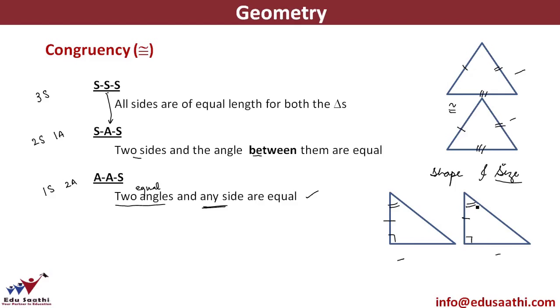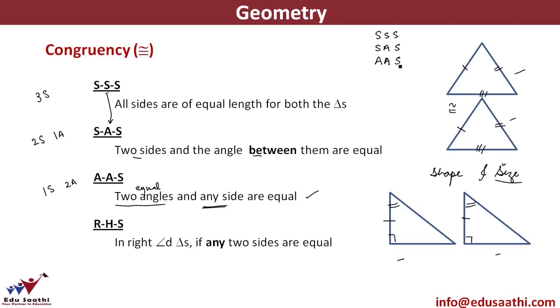If two angles are equal, anyways the third one would be equal because the sum of all the three angles of a triangle would always be 180. But I have to prove that a minimum of one side is equal. Congruency cannot be proved if I do not prove that at least one side of the first triangle is equal to the corresponding side of the second triangle. So if I have to prove two triangles to be congruent, I can apply any of these rules. SSS, all the three sides equal. SAS, two sides and one angle, two angles and one side. So any of the three rules I can apply to prove the two triangles are congruent.